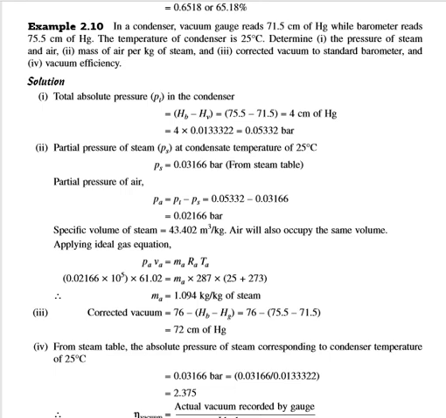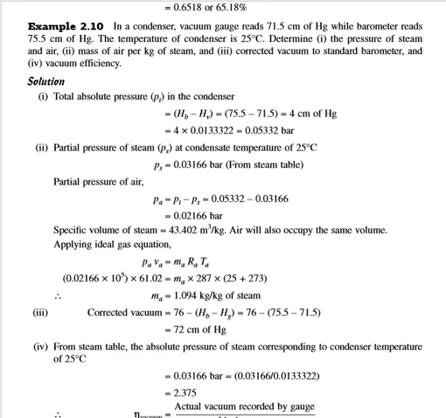Then the partial pressure of air. You already found the value of PT and the value of PS, and you get the pressure of air. The pressure of air is obtained from Dalton's law of partial pressure. Write down the equation PA equals PT minus PS, and you will get the value: 0.05332 minus 0.03166 gives 0.02166 bar. So we get the partial pressure of air.